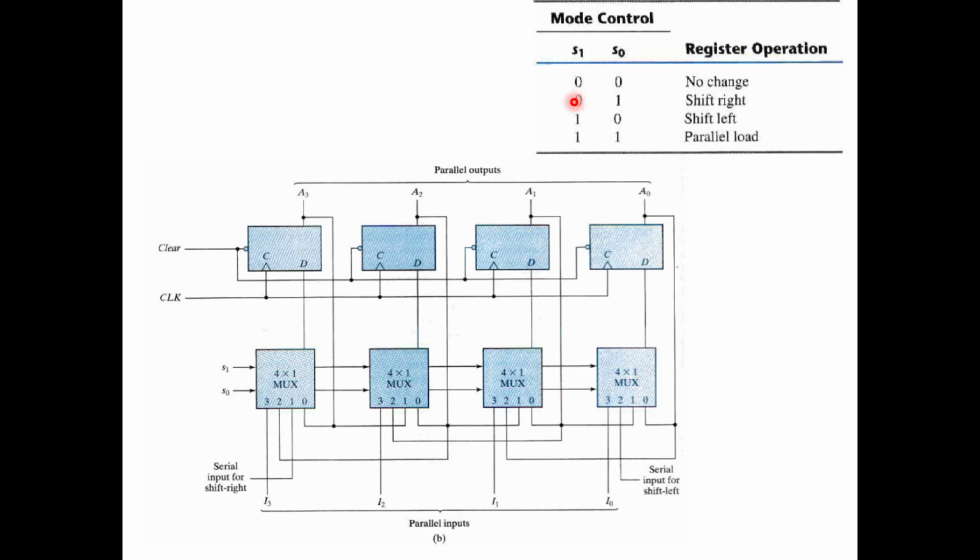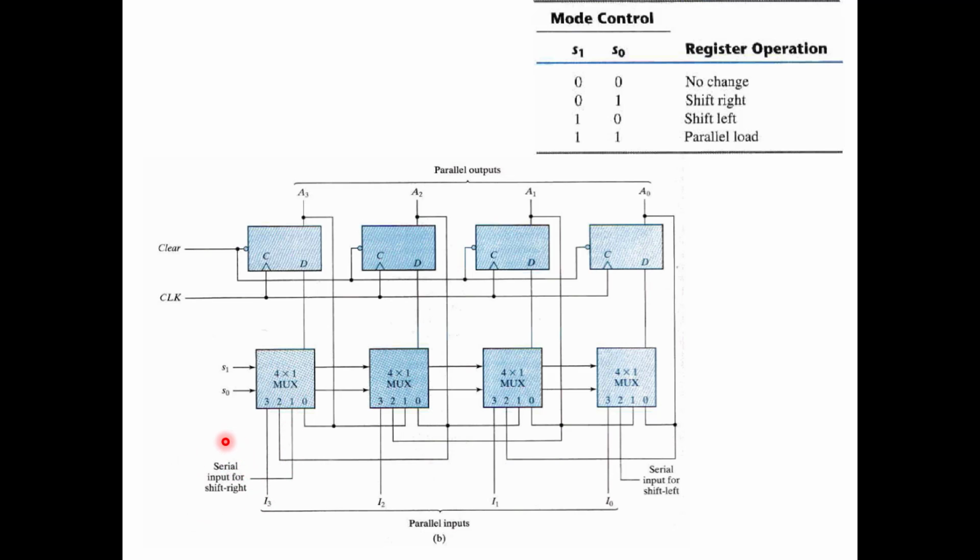Now if you look at 0 1, when you apply 0 1, the number 1 line is activated, this is activated, and then this is activated, and this is activated. If you look here, when 1 is activated, when the clock is enabled, this 1 input is connected to the serial input.